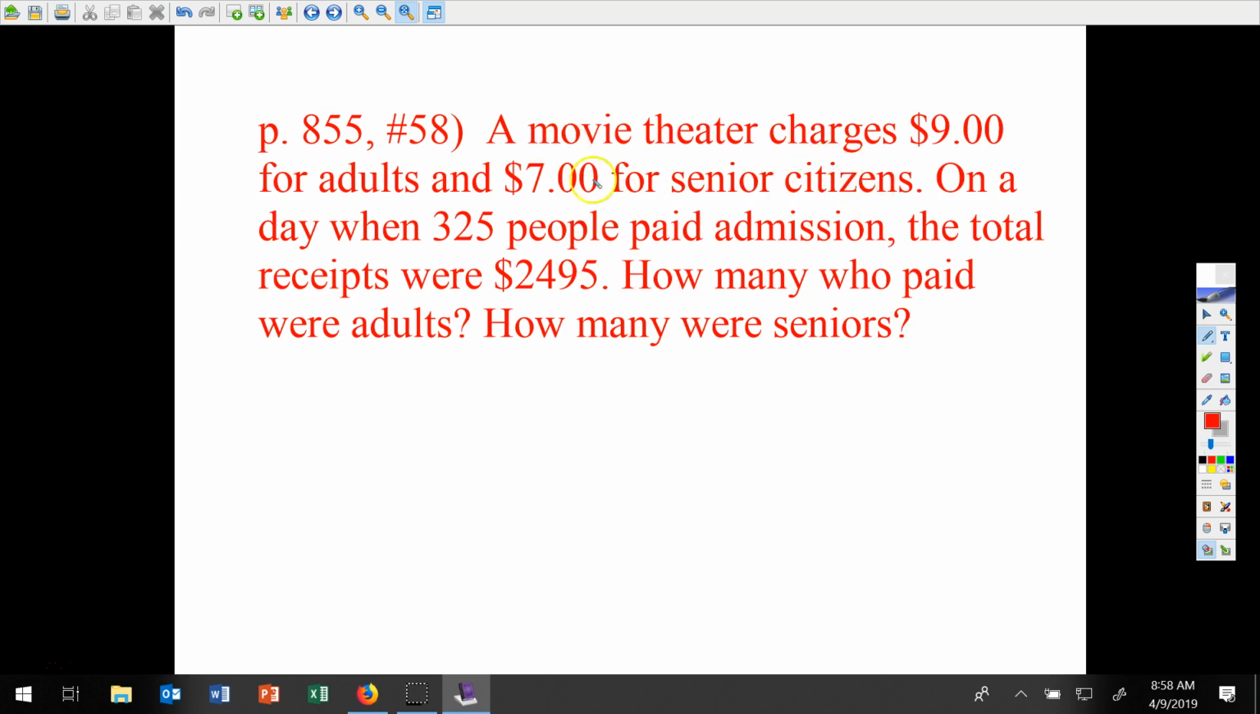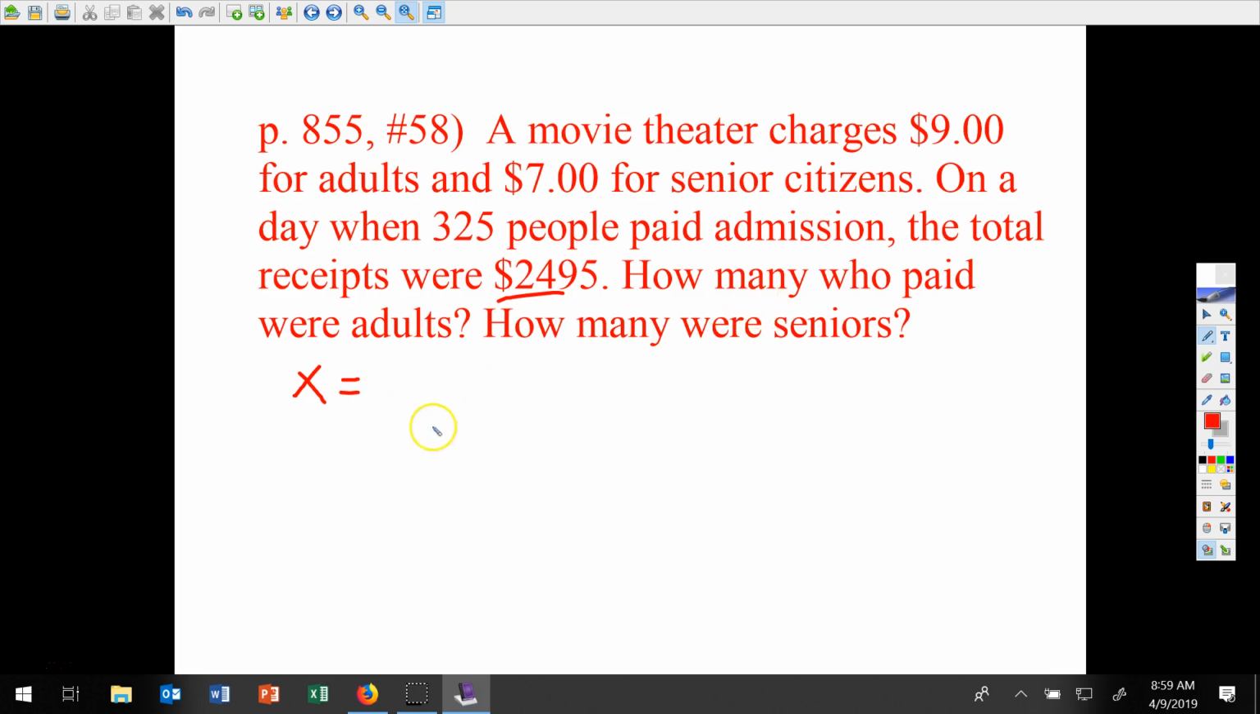So we have this movie theater, and they charge $9 for adults, $7 for senior citizens. 325 people paid. The total amount of money collected was $2,495. How many were adults who paid? How many were seniors? So the rule of thumb is, in this case, we're looking for two different solutions, two different answers. So let a variable represent each of these two groups. It doesn't matter what you choose, but tell me what your variables represent.